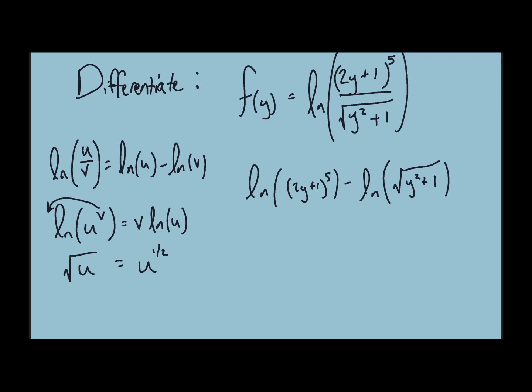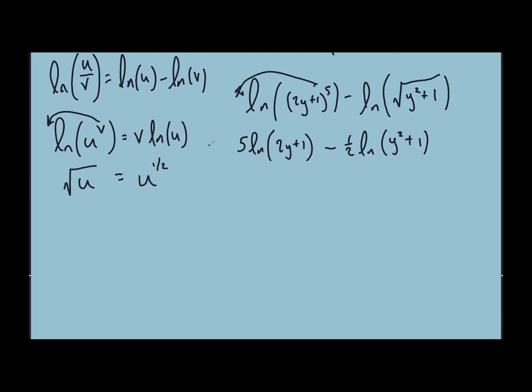And then let's do the power rule function here, or just the algebra power rule function for natural logs, I guess we call it. And we'll make it 5 ln of 2y plus 1. I guess no parentheses needed there. Minus, and that square root counts as an exponent as well, 1/2 ln of y squared plus 1. Now this is far less daunting. I think I'd be willing to take the derivative of these.